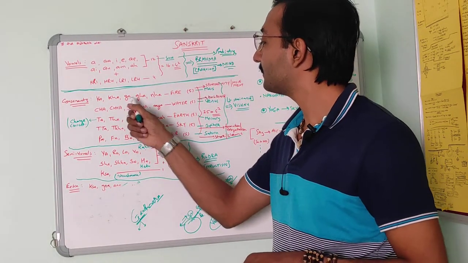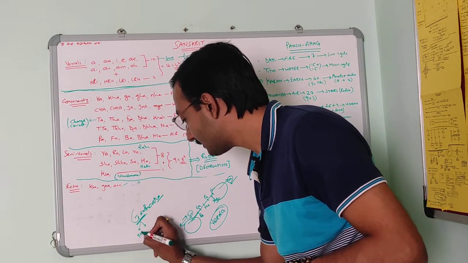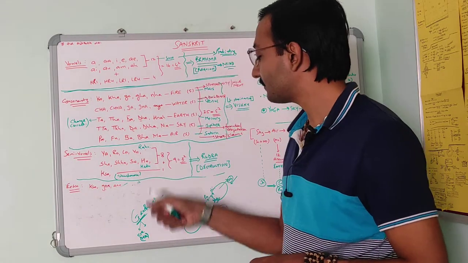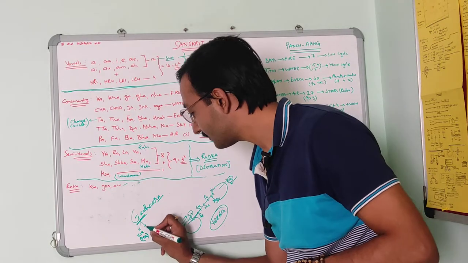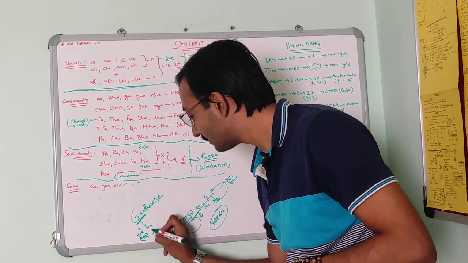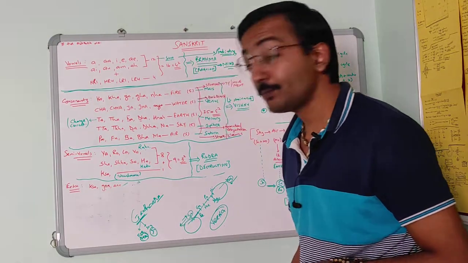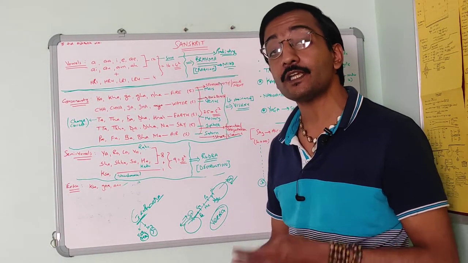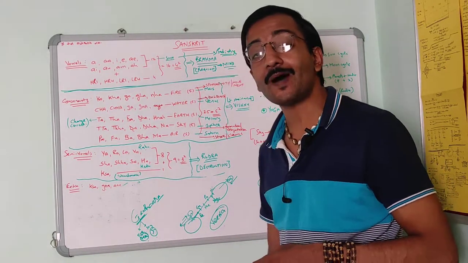What is Ga? Where is Ga? Ga is fire. That is Mars. Where is Na? Na is over here, sky, Jupiter. So when we talk about the Manipura chakra, the solar plexus chakra, from where is it getting energy? It is getting energy from fire and sky. It is getting energy from Mars and Jupiter.